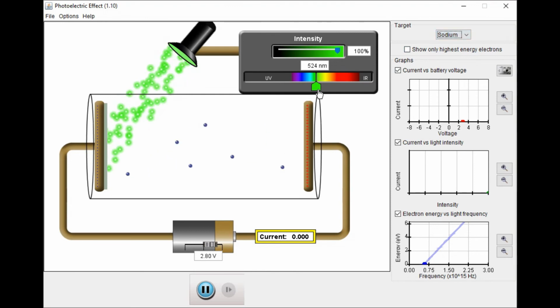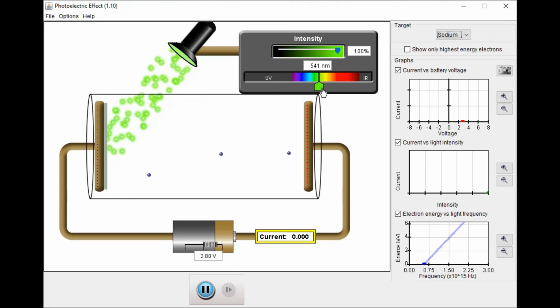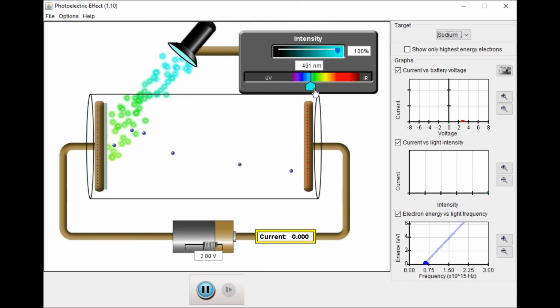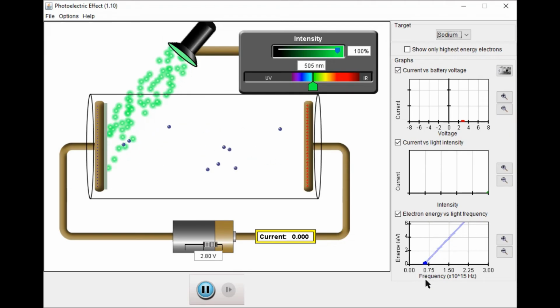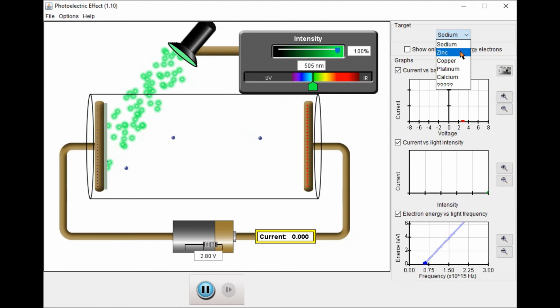And so let's figure out an approximate value for the wavelength or the frequency that I need for sodium. Right now I have sodium on the plate, and it looks like right around here, about 500 nanometers or so for the wavelength, which corresponds to about 0.7 times 10 to the 15 hertz for the frequency. Electrons are getting emitted. And now let's switch over to zinc.